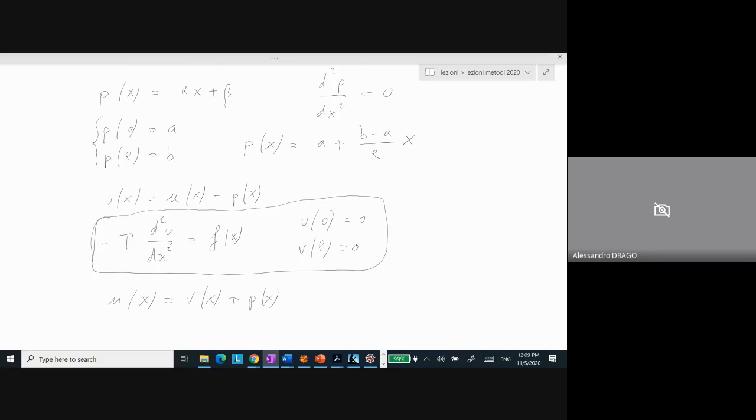Essentially, it's based on 3 steps. The first step that we are going to discuss today is that it is possible to define and to write the problem that we are discussing. We are discussing a problem which is a differential equation with boundary conditions, so a boundary value problem. When you state this problem giving a differential equation with 2 boundary conditions, you say that you are formulating this problem in the strong form.